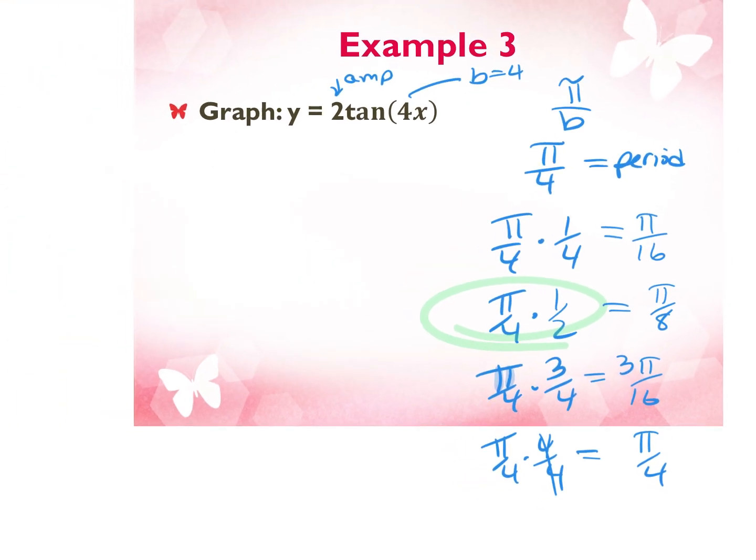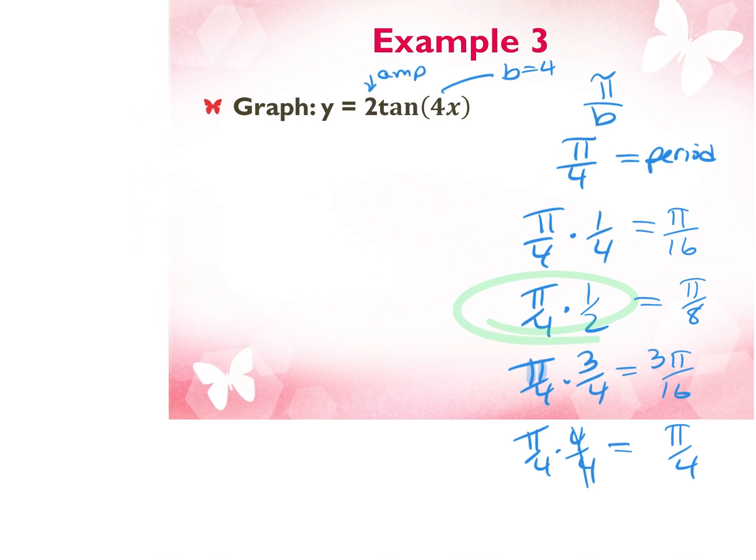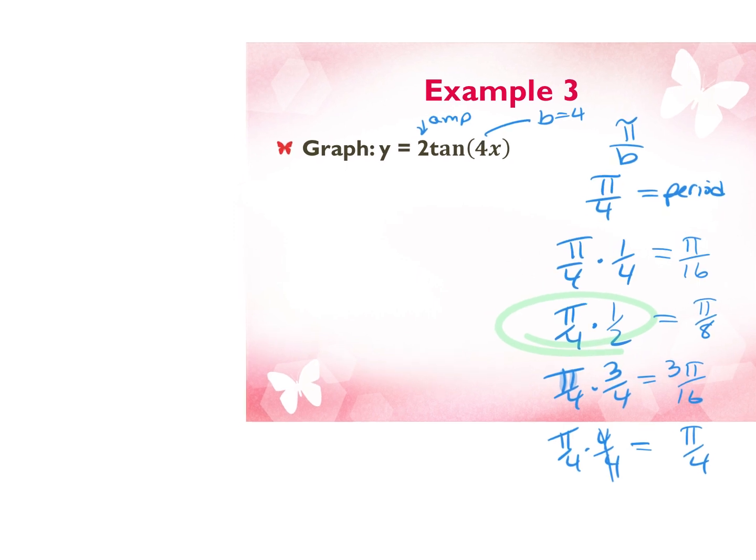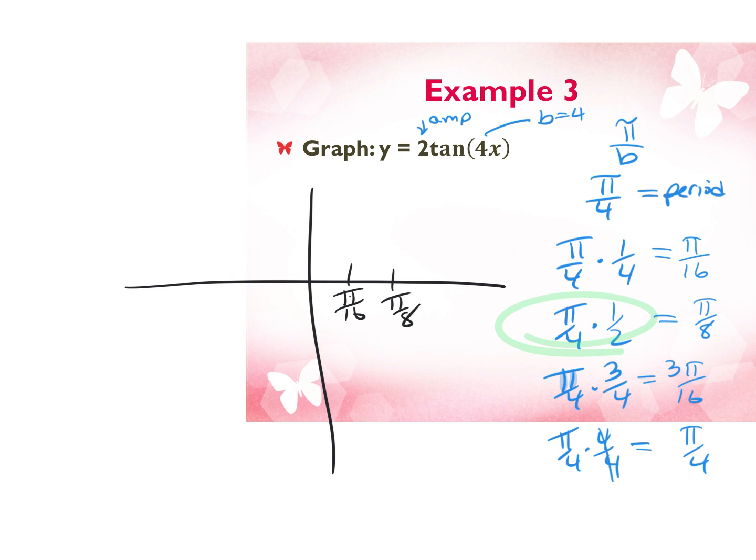So now let's add this to our x-axis. These are our key points. These are the right, and then the left is exactly the same, but they're negative, because there's no phase shift here. We're not going to do phase shifts for tangent. So pi over 16 is the first one. Pi over 8, 3 pi over 16, and then pi over 4. Over here, negative pi over 16, negative pi over 8, negative 3 pi over 16, and negative pi over 4.